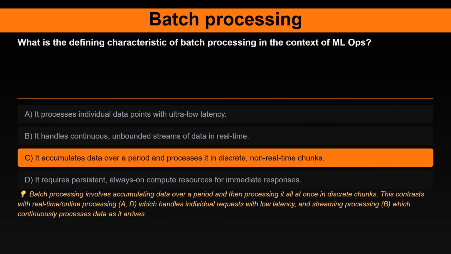The correct answer is, it accumulates data over a period and processes it in discrete, non-real-time chunks. Here's the explanation. Batch processing involves accumulating data over a period and then processing it all at once in discrete chunks. This contrasts with real-time online processing, option A, which handles individual requests with low latency, and streaming processing, option B, which continuously processes data as it arrives.